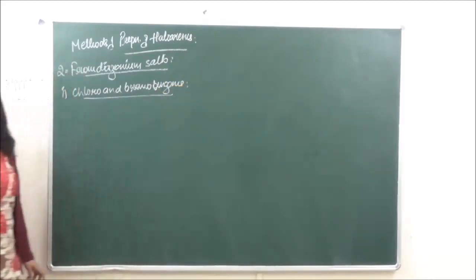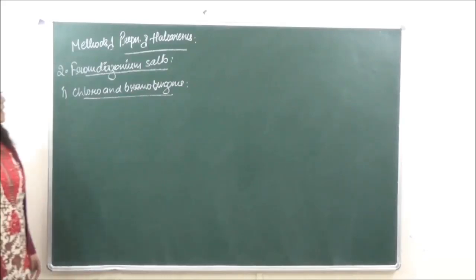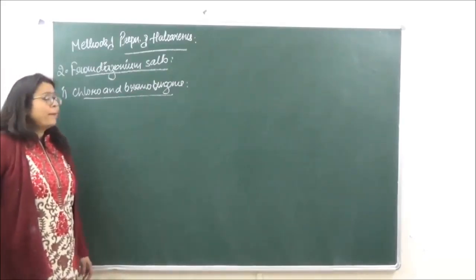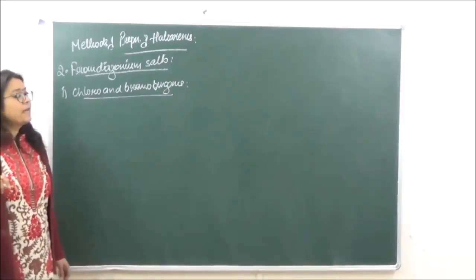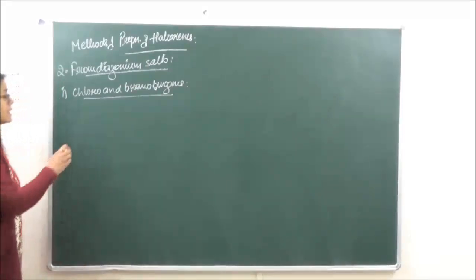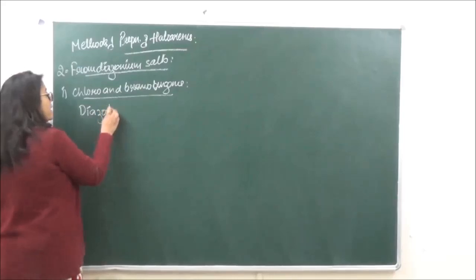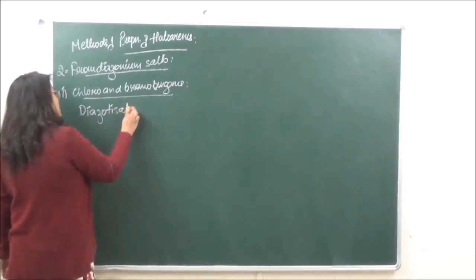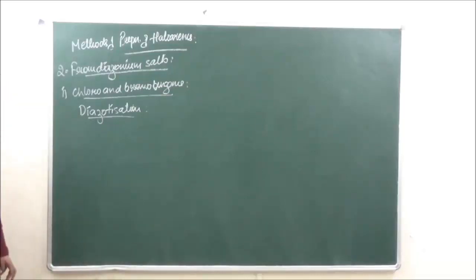Chloro and bromobenzenes can be prepared from diazonium salts. First of all, for that we have to prepare the diazonium salt. How is that done? That is done by a reaction known as the diazotization reaction. Diazotization reaction is the preparation of the diazonium salt.